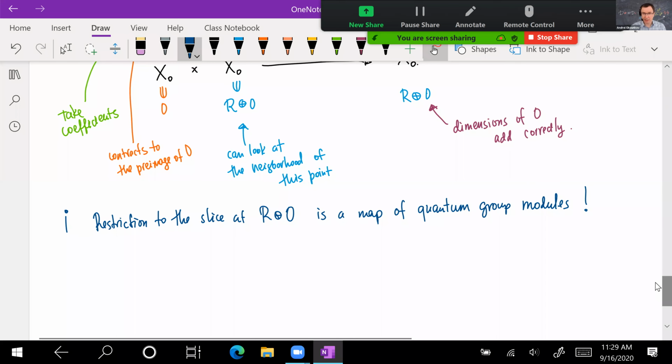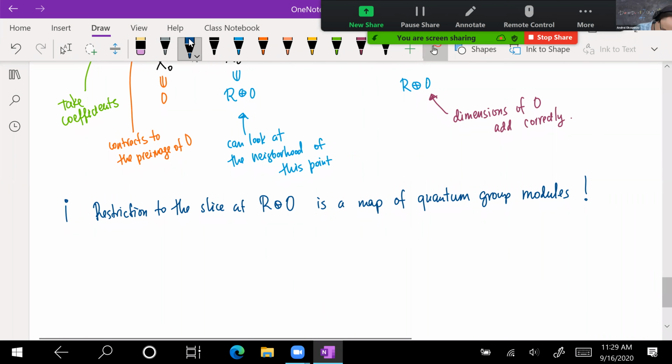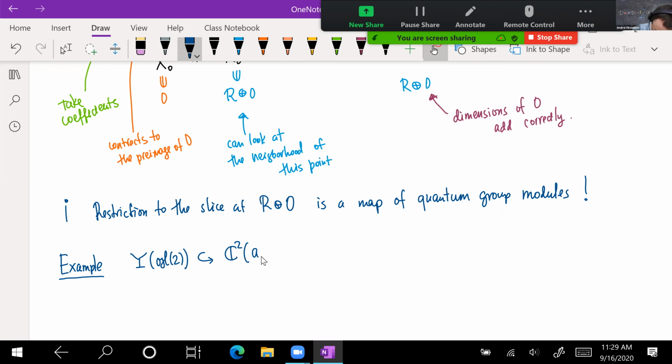Speaking of the order, I'm running out of time, but it'd be good to think about the following example. This whole discussion works for any cohomology theory. So you take the Yangian of GL2 acting in C2, evaluation A1, C2, evaluation A2.